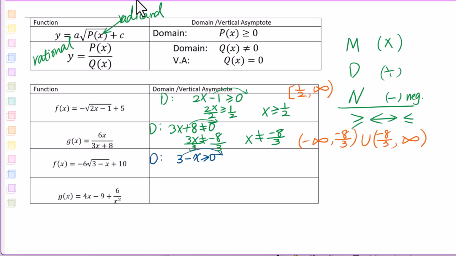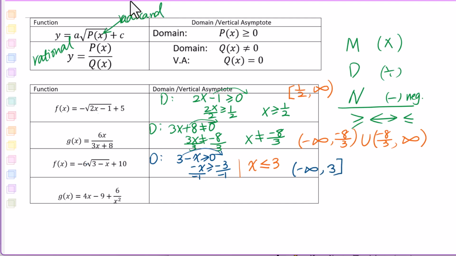Minus 3 on both sides, negative x greater than or equal to negative 3. Divide by negative 1 on both sides. Make sure you switch the symbol. X less than or equal to negative 3 over negative 1, which is 3. The interval form is from negative infinity to 3.